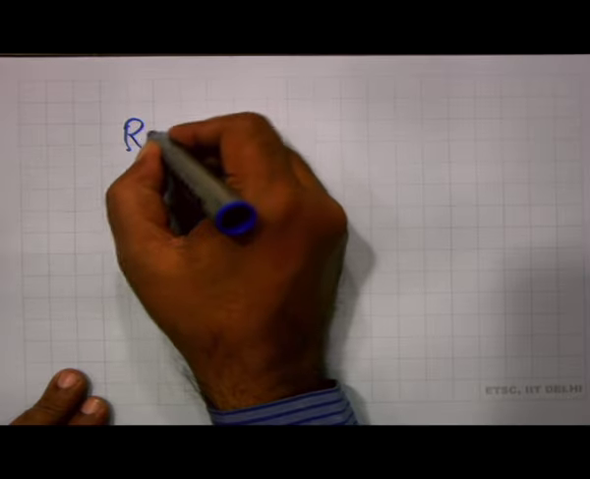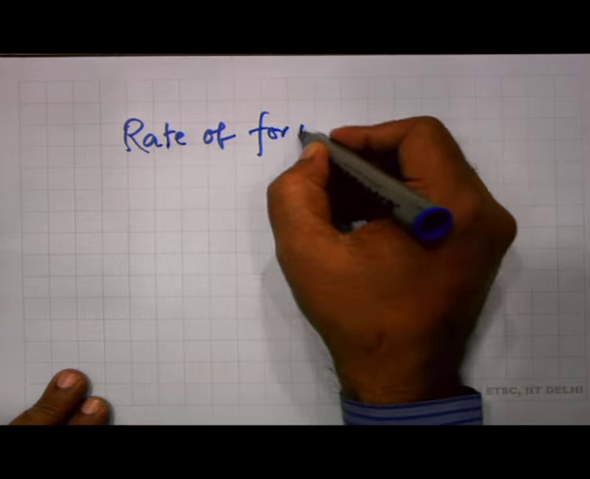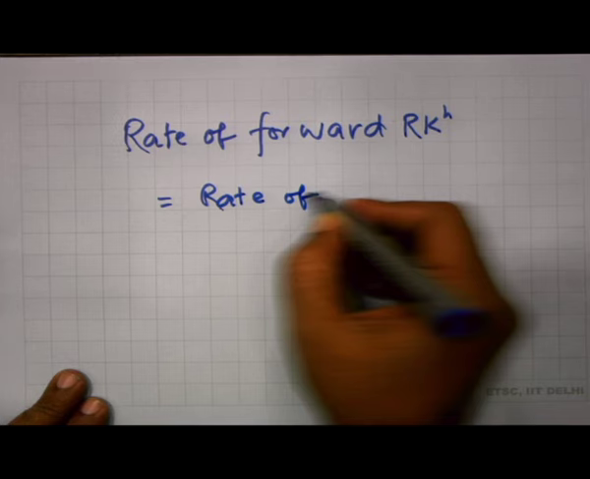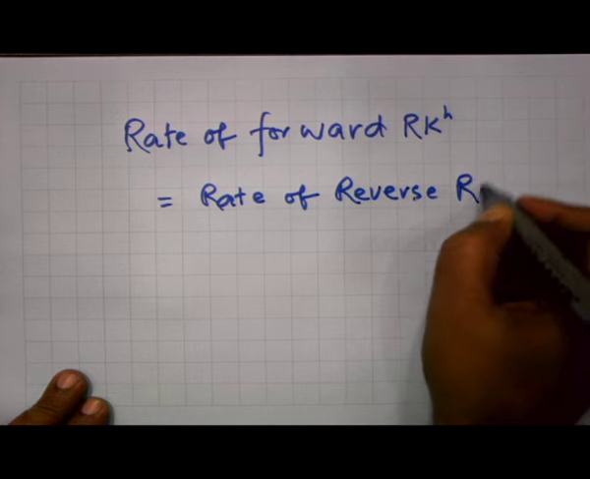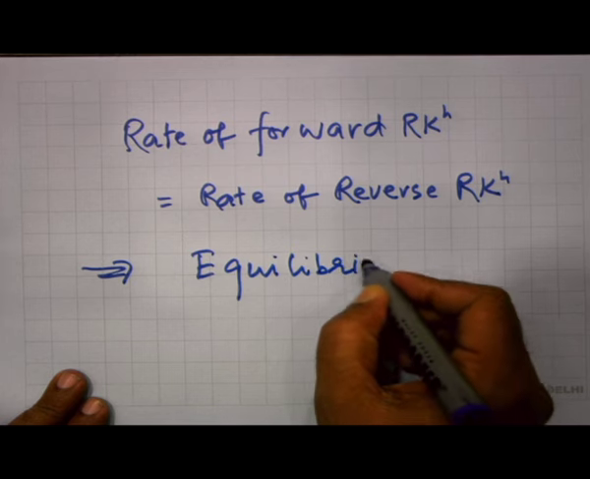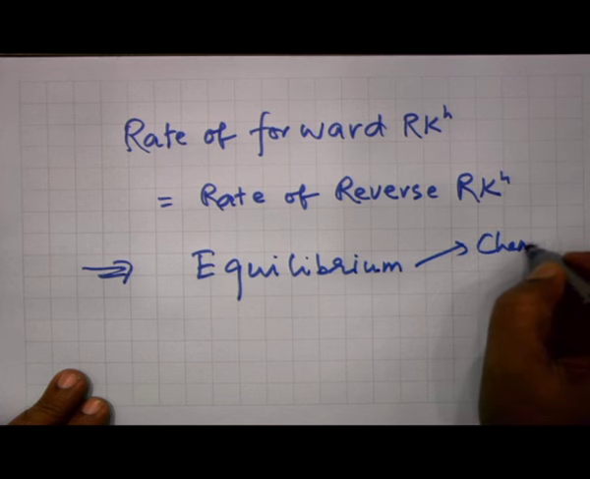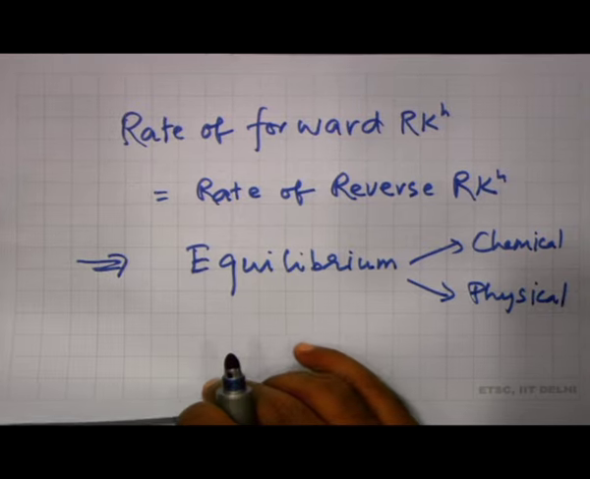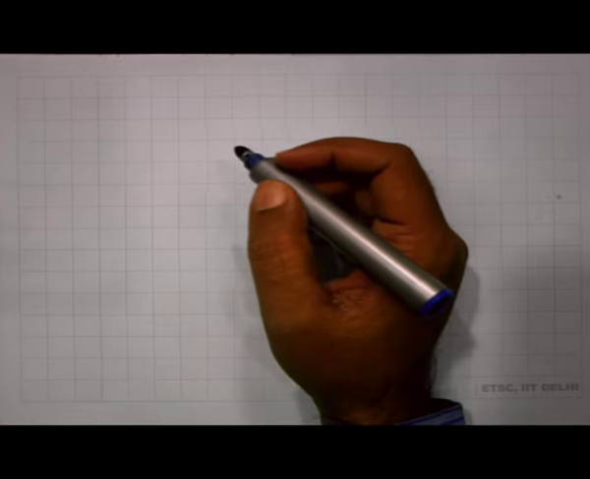As in case of other equilibrium, when the rate of forward reaction is equal to the rate of reverse reaction, we have a condition called equilibrium, chemical equilibrium or physical equilibrium. So, two balancing forces are the rate of forward reaction and the rate of reverse reaction. When they become equal, you have a condition of equilibrium.